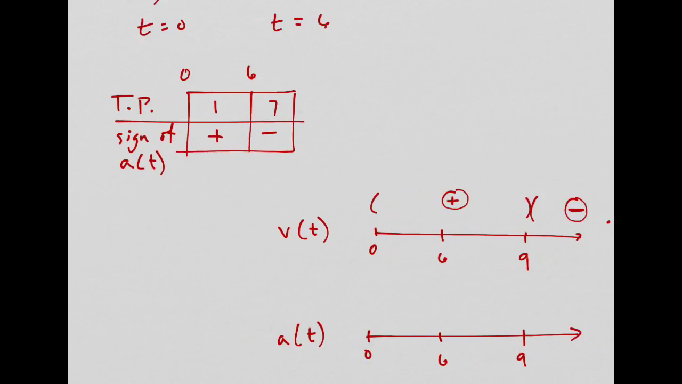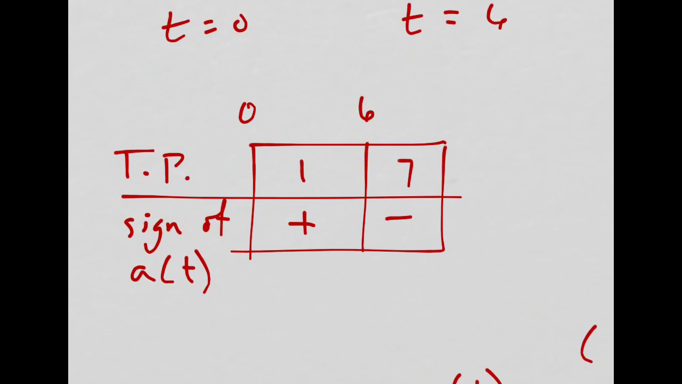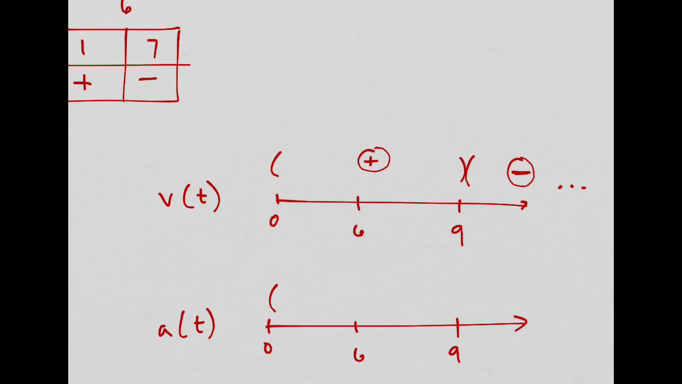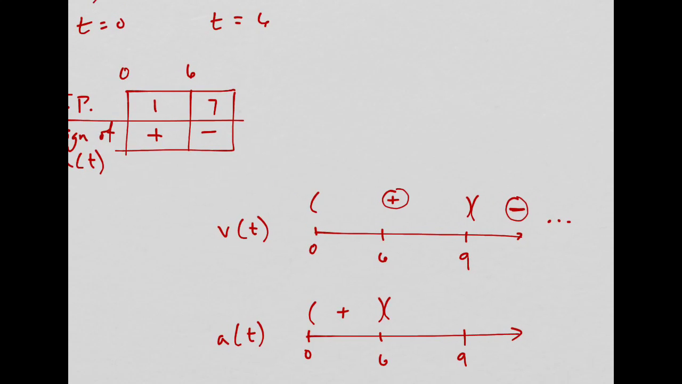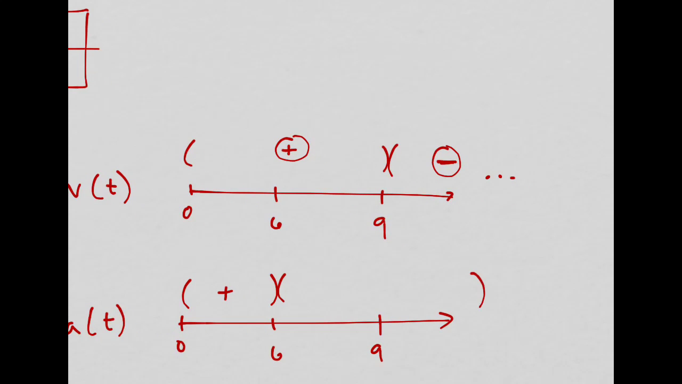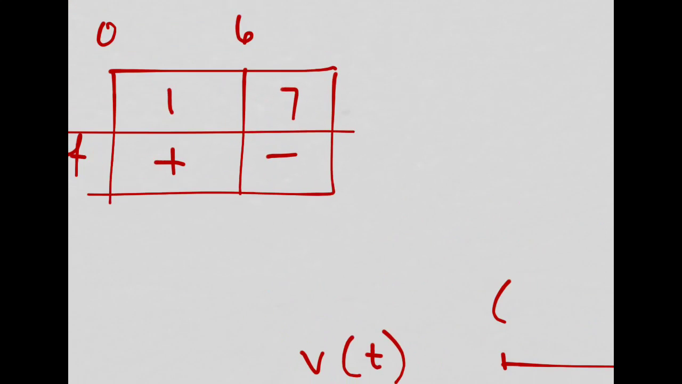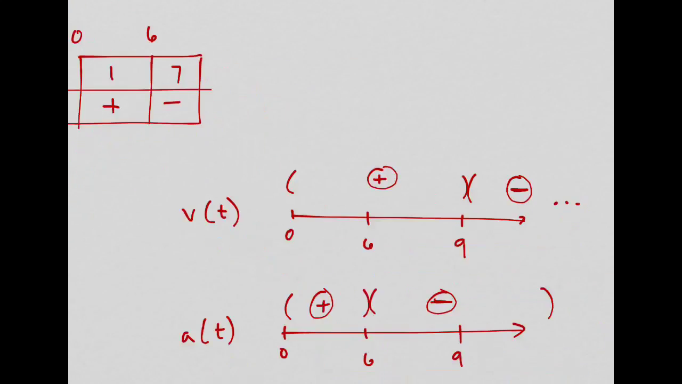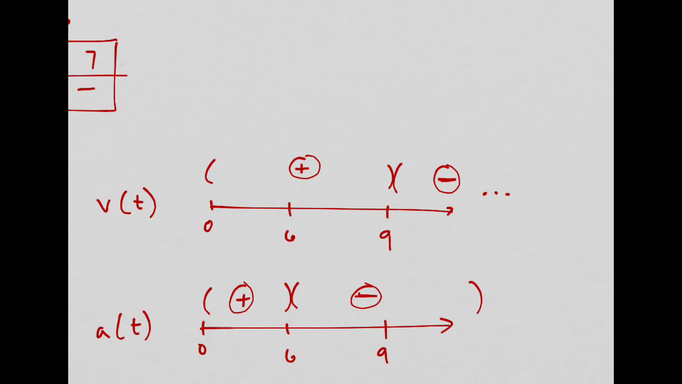And then for acceleration, from 0 to 6, we have positive. And then from 6 onwards is negative, right? That's what it says. From 6 onwards is negative, and that goes on forever. All right, now we see where they overlap. It looks like in this section, v of t and a of t are both positive.